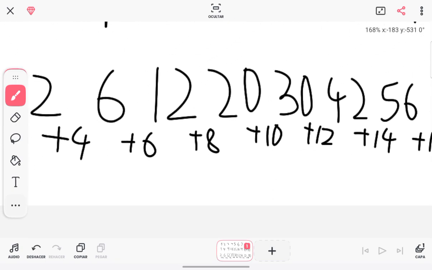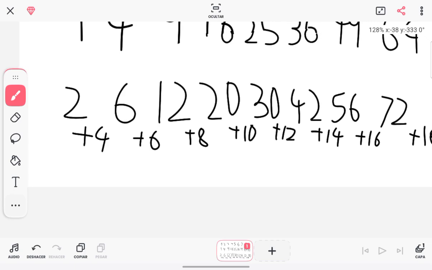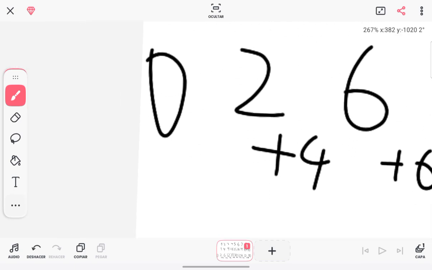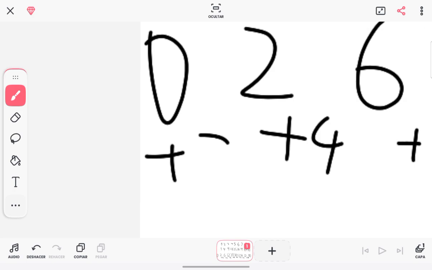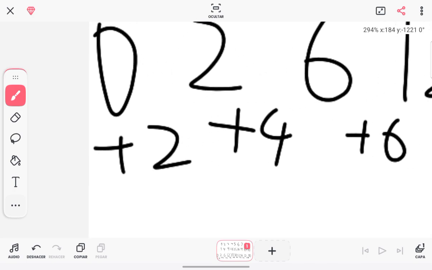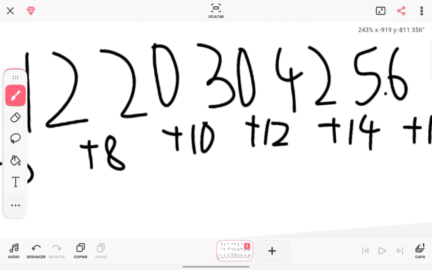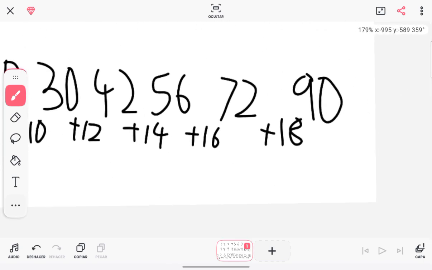This pattern looks pretty familiar. It's the multiples of 2. Oh, so we had 0 here. 0 plus 0 is 0. This would be plus 2. 2, 4, 6, 8, 10, 12, 14, 16, 18.